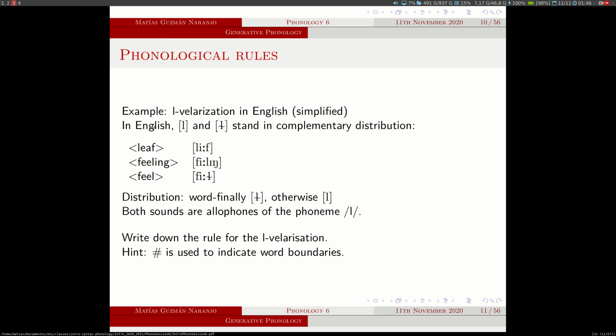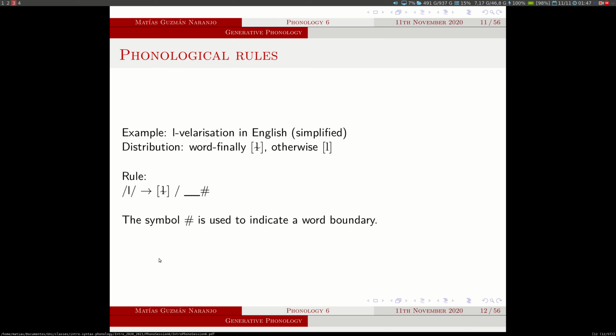And it illustrates quite clearly. So, word initially, there is no dark L. Word internally, there is no dark L, and word finally, there is. So you can try to write this rule as a short exercise, and word boundaries are marked with a number symbol. So we have here the rule for velarization, which basically says that the phoneme l goes to dark l in the context of it being word final.